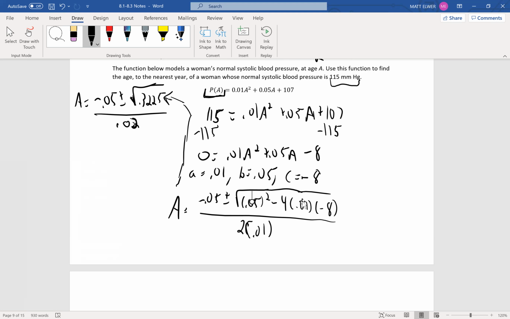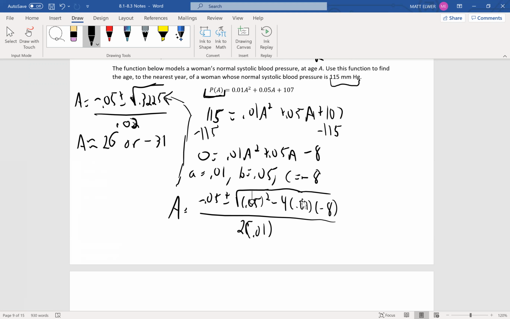When I evaluate this on my calculator, notice that we'll get 2 different answers, because we have a plus and a minus. We get A is approximately equal to 26, or A is approximately equal to negative 31. Okay. So then the question is, which one's the right answer here?